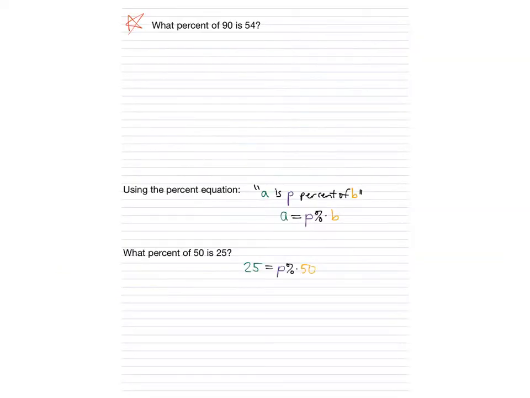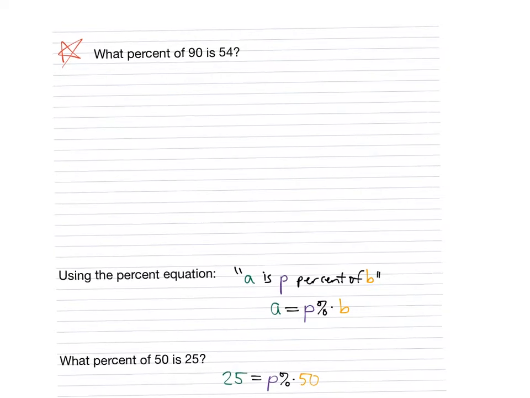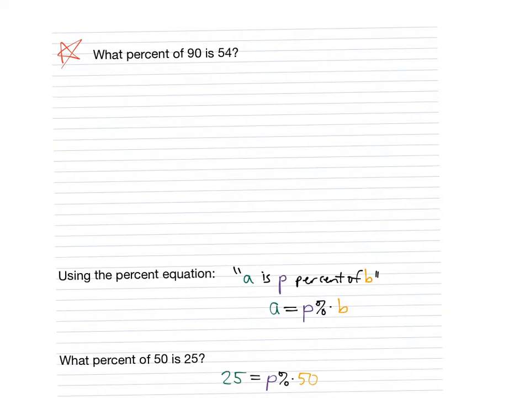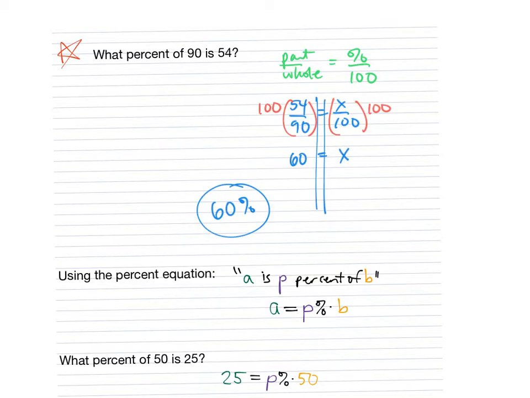Okay, so here is one for you to try. Set up your part over whole equals percent over 100. Figure out which one is your part, which one is your whole, and where your x is going to go, and then solve the proportion. Press pause, and then check back for the solution. Hopefully you got 60%, right? The part was 54, the whole was 90, and x was our percent. We just had to multiply both sides by 100 to get 60.